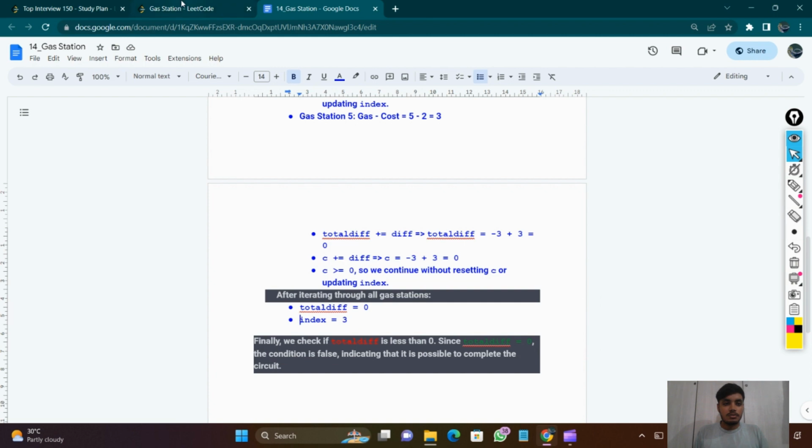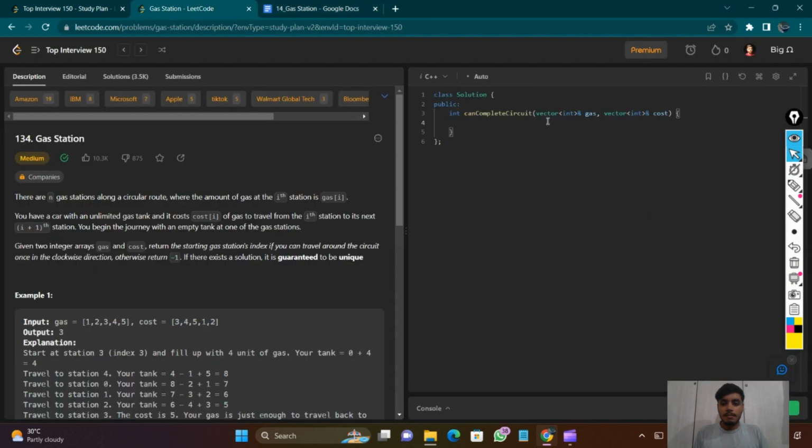So now let's try to code this and understand it better. So as discussed, we have to take variables. So first take int, and let's take total difference equals to 0. Our current difference is also going to be 0. We have taken index equals to 0 also. So we are starting from 0th index.